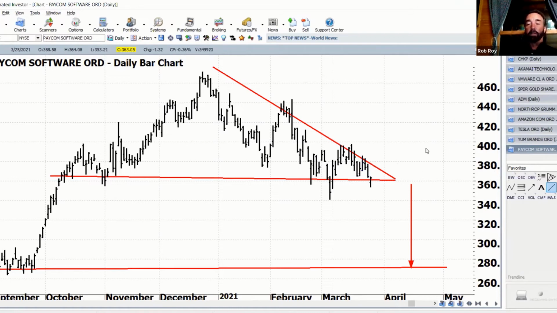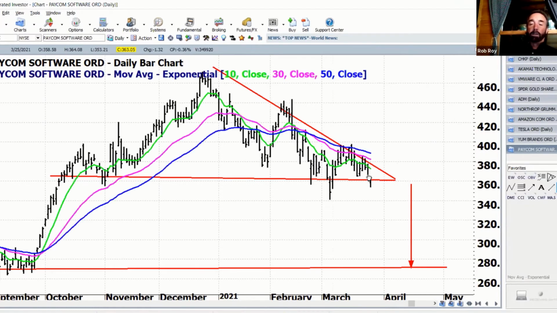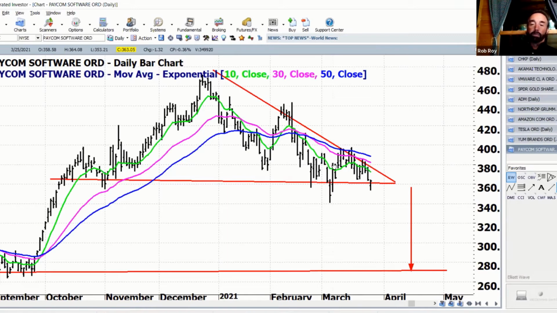Let's look at the moving averages. You can see that we did close below the 10-day moving average. It kind of built some pretty good consolidation there around 380. Would have been nice to see it hold there. It didn't. It wanted to come down and test this level again.